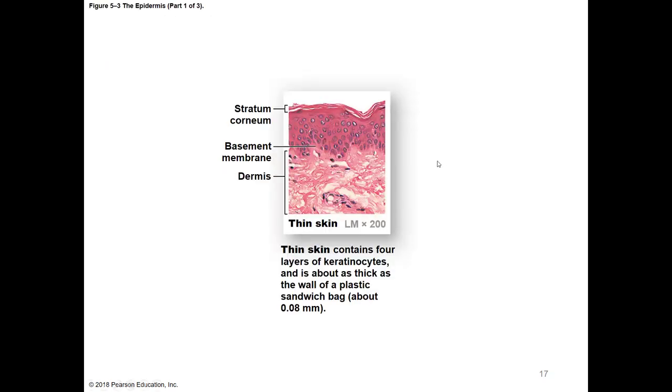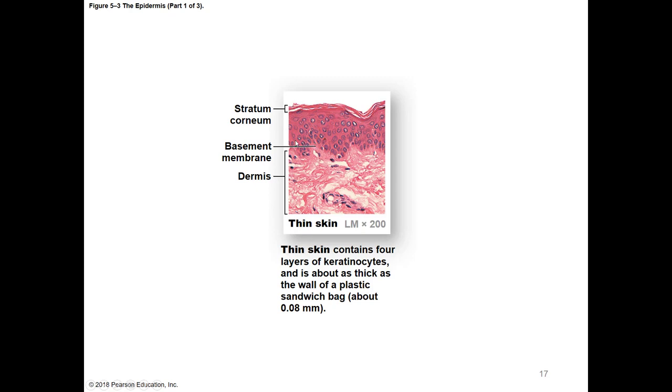So here's a microscopic image of a section through thin skin. And it's a little hard to tell, but we're going back to what we talked about in chapter 4. And here we can see the basement membrane. And in chapter 4, we talked about how the basement membrane was where the epithelia began. So anything above that basement membrane is going to be considered epithelial tissue. And in the skin, that would mean the epidermis. So from about there to about there would be the epidermis of thin skin.